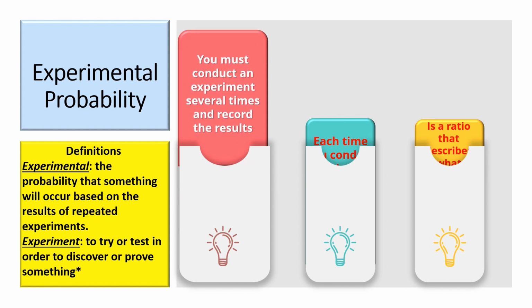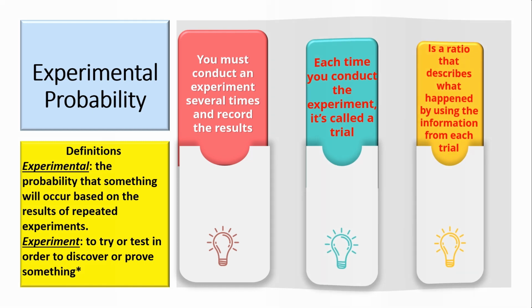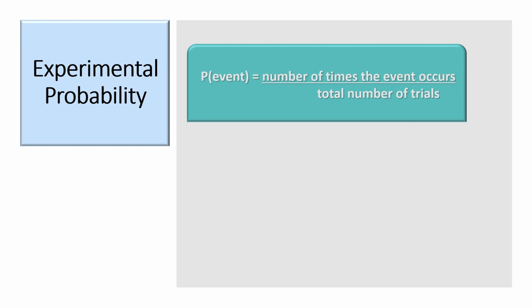Every time you conduct the experiment, it's called a trial. You may have heard that term on the news when they say studies and trials and things like that. Well, in this case, we're talking about mathematical trials. But we will show you what that means in a minute. And again, it is a ratio that describes what happened by using the information from each trial or experiment that you do. So let's go forward and look at some examples. Well, first let me show you the equations.